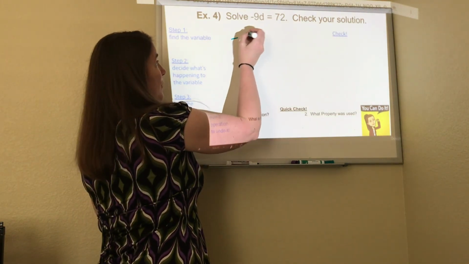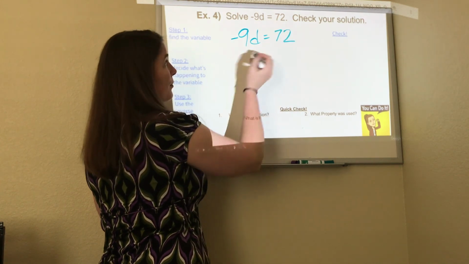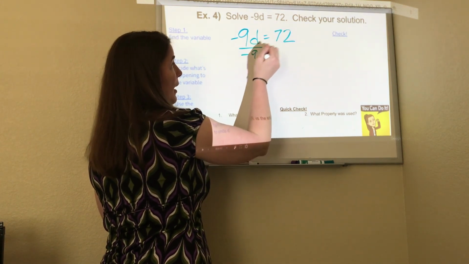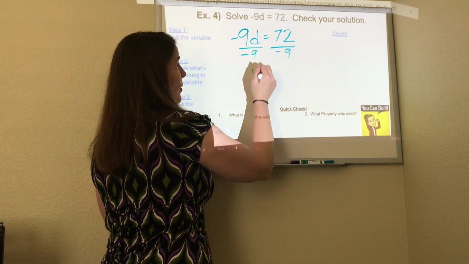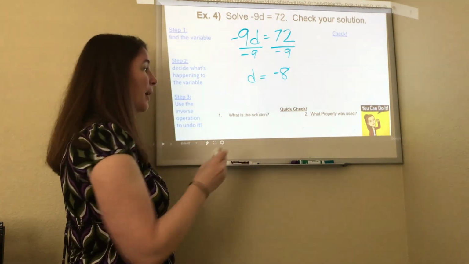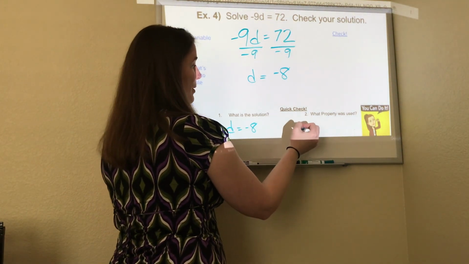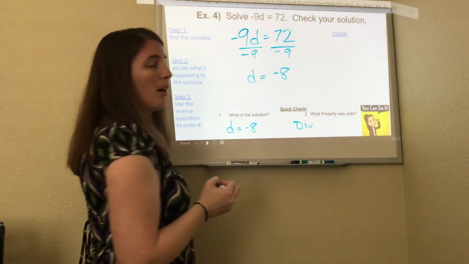So if I had negative 9d equals 72, I divided by negative 9 on both sides, so I get d equals negative 8. Okay, the solution is d equals negative 8, and it was the division property of equality.